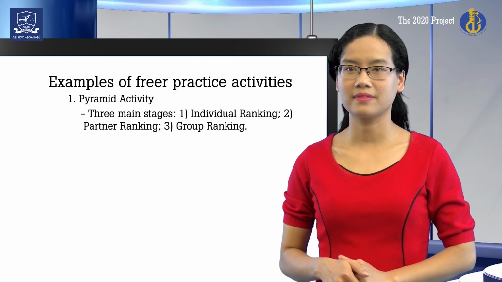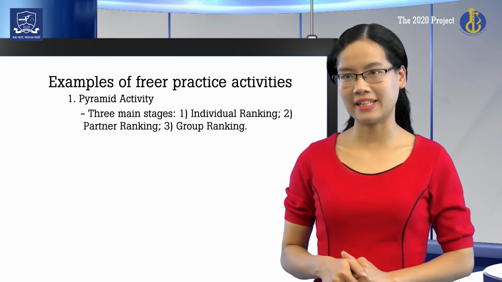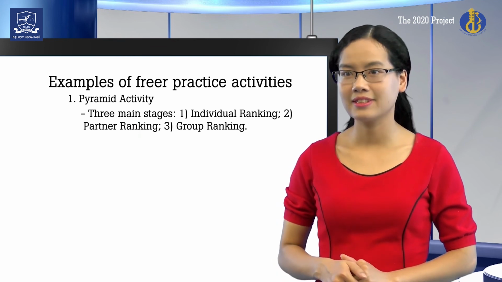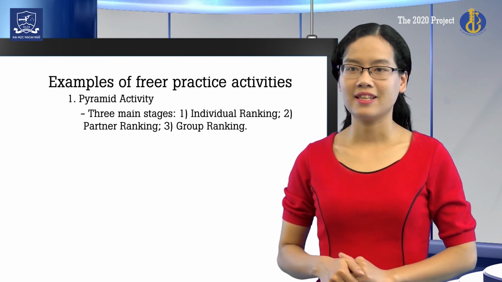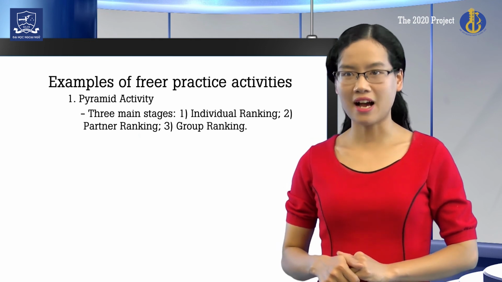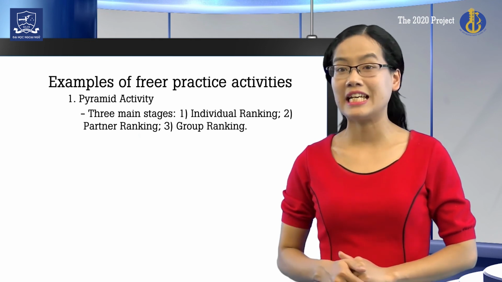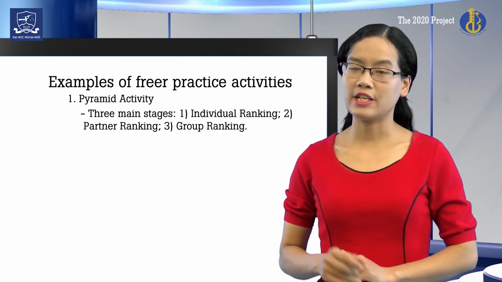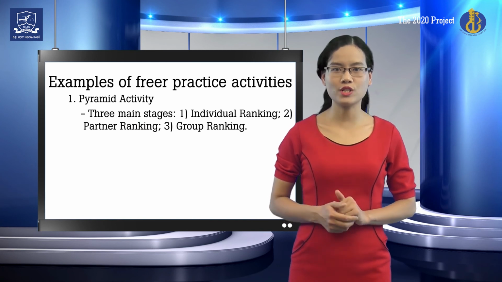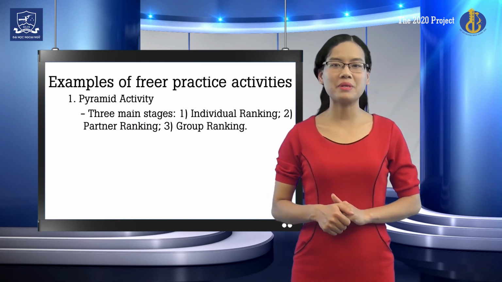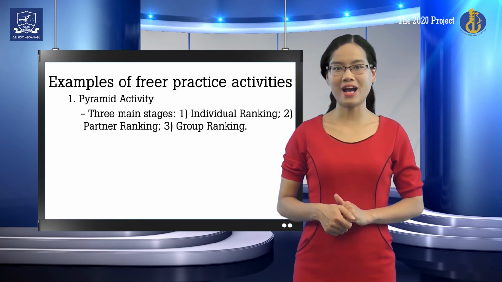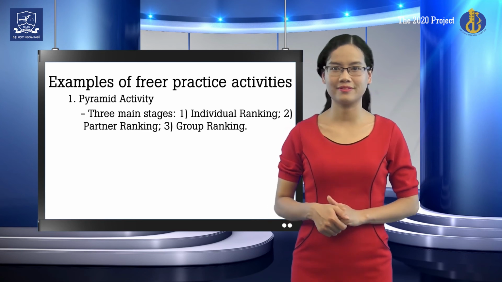Stage 1. Individual ranking. The activity starts with the students making some kind of ranking in terms of importance. They do it individually. For example, they rank 7 items from 1 to 7 in terms of their importance in order to survive on an island. It's important to note that each number should be given to one item from 1 to 7. There can be no 2 items with number 2, for example.